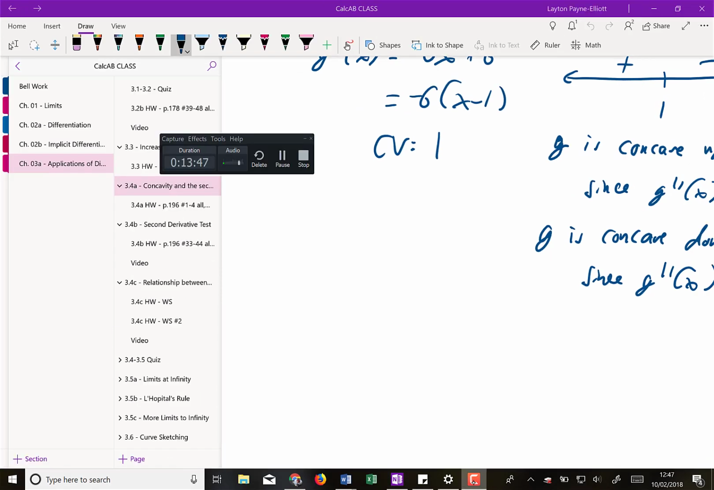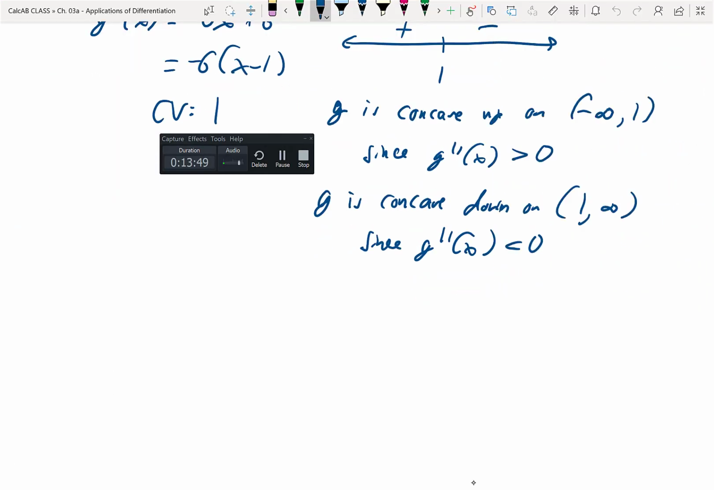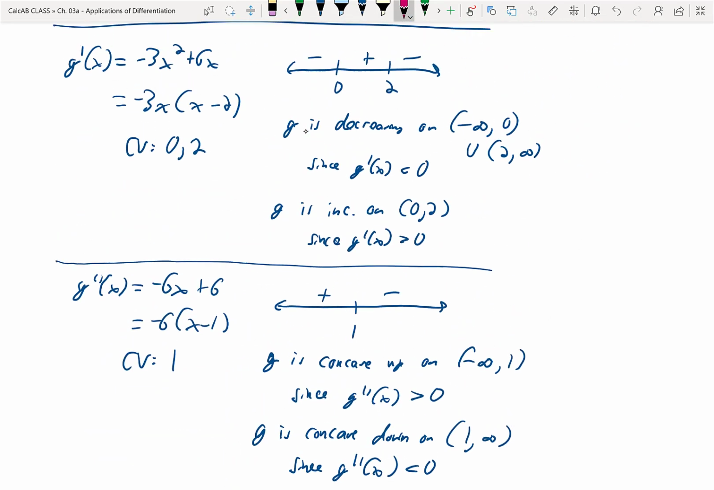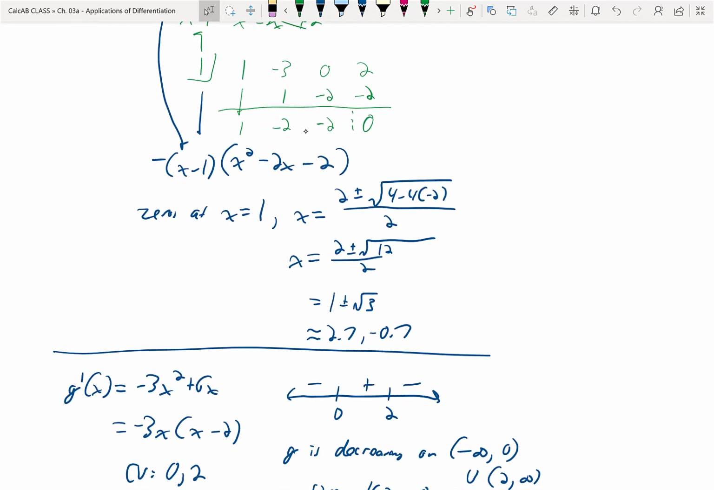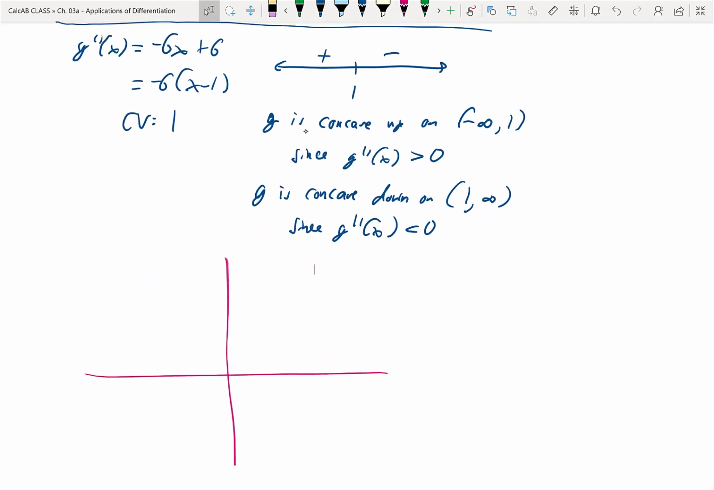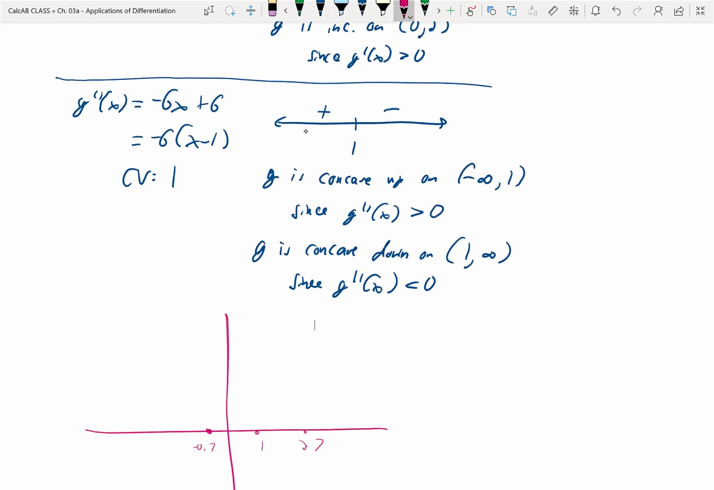So now I'm going to try to make an actual sketch of this, given the information that we have. And hang on, let me minimize this. Okay, so by sketch, this is just going to be a basic sketch. So we have zeros at x equals 1, 2.7, and negative 0.7. So we're going to put one here, one here, one here. So negative 0.7, 1, and 2.7.